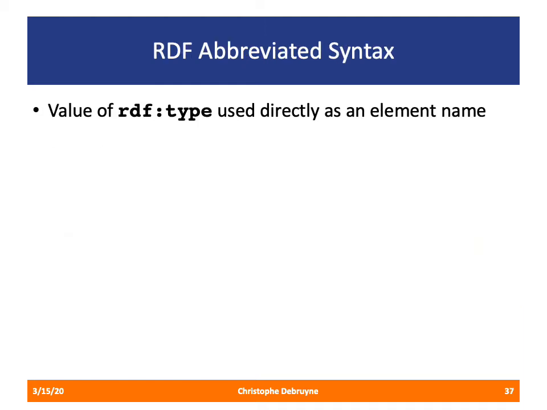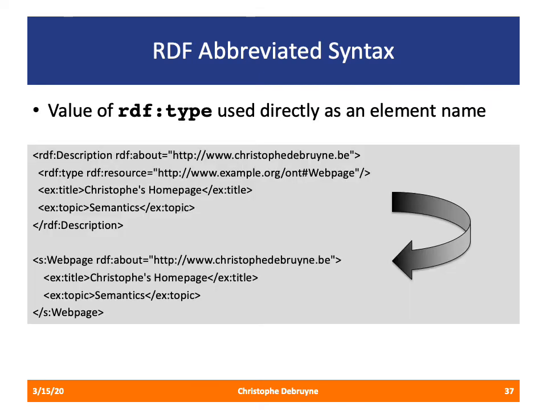Luckily, in RDF XML, there's also syntactic sugar. You can use the value of RDF type directly as an element name. So in this particular example, we know that the thing with that URI is of the type web page, and I will be using this resource in that namespace to declare it as an element name here. So I have an instance of a web page with that URI. It has a title and a topic.